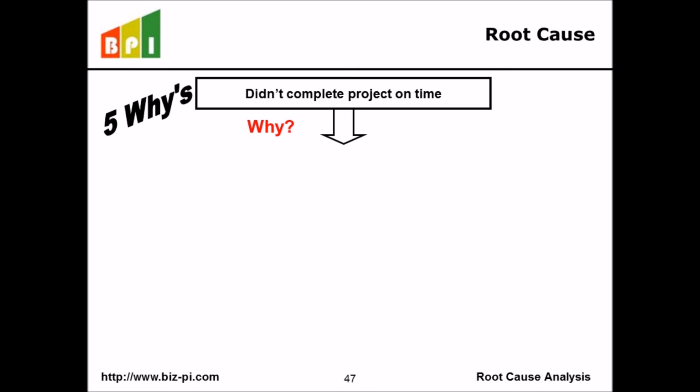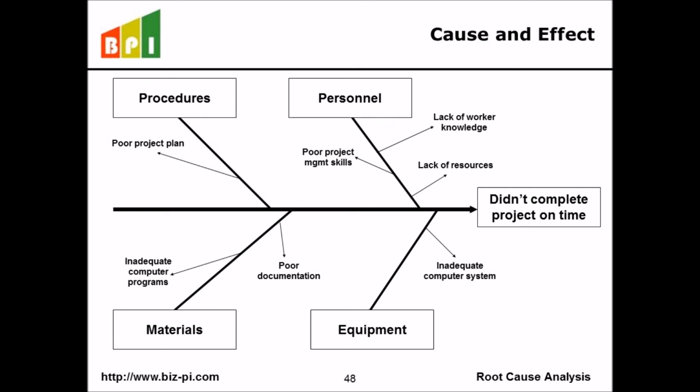Why didn't the team complete the project on time? The team decided to use the cause and effect diagram to identify possible causes of the project's delay. Each cause is placed in the appropriate category. We use 4 different categories for this cause and effect diagram: personnel, procedures, materials, and equipment. Under the personnel, we identified 3 possible causes: lack of worker knowledge, lack of resources, or poor project management skills.